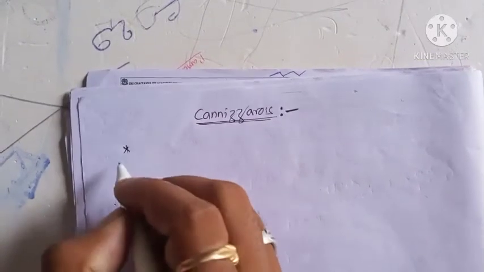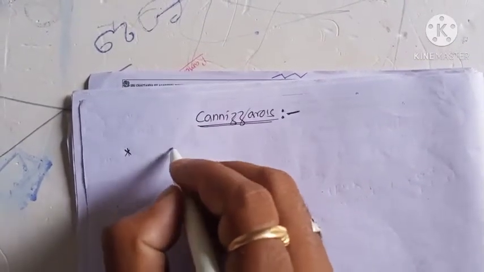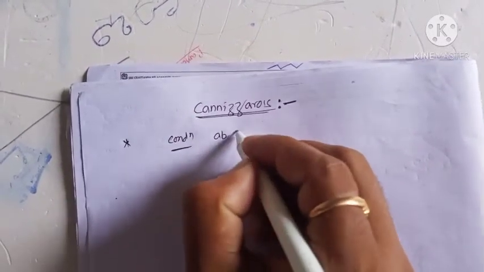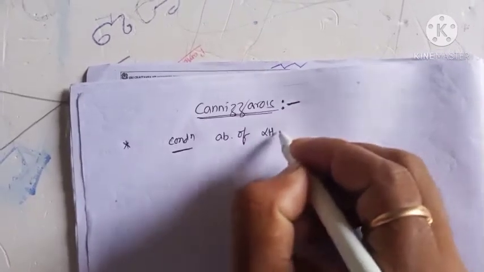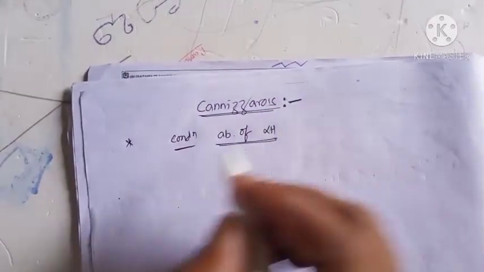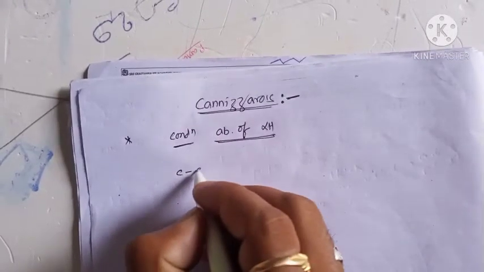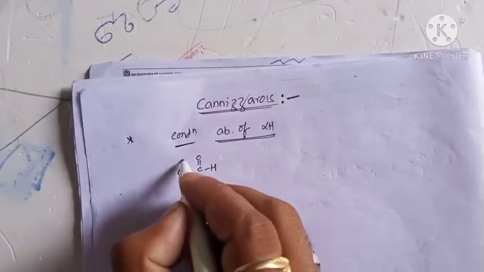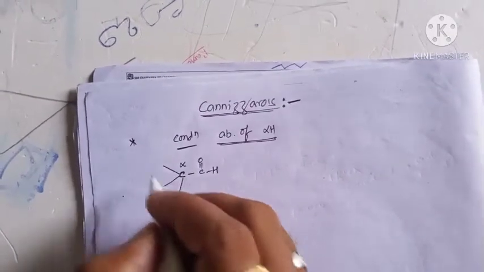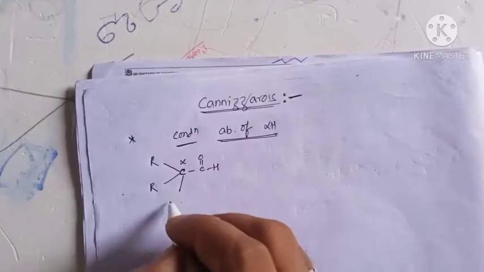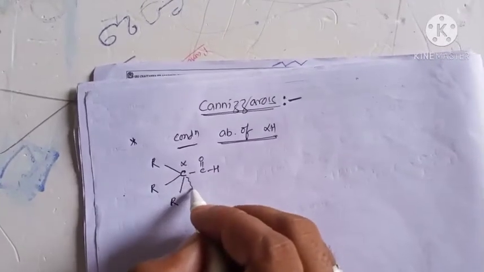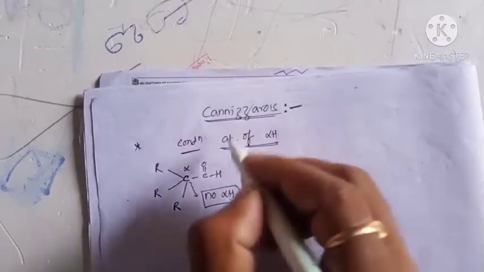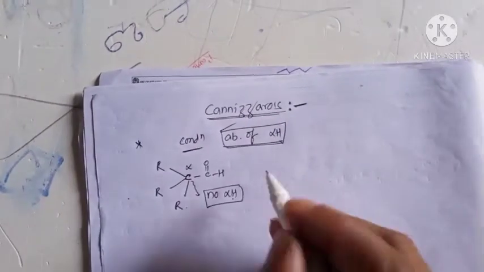See the first one. For Cannizzaro reaction, the main condition is the absence of alpha hydrogen. No alpha hydrogen. So what is the alpha hydrogen? With respect to the functional group, this is aldehydes. The next carbon is called the alpha carbon. Here the alpha carbon is attached to alkyl groups, maybe the same or different alkyl groups. Now here there is no alpha hydrogen. So no alpha hydrogen means absence of alpha hydrogens.